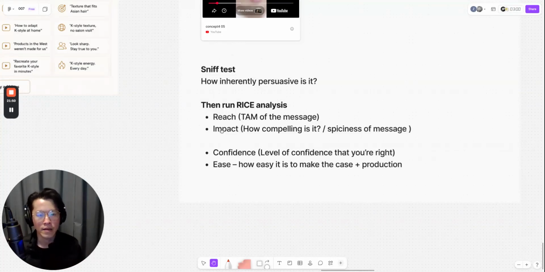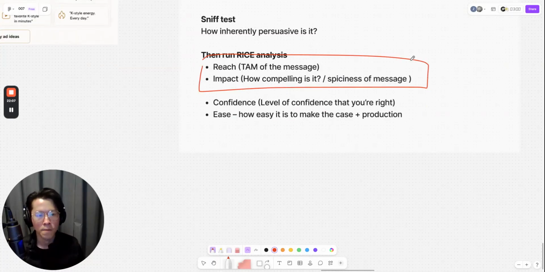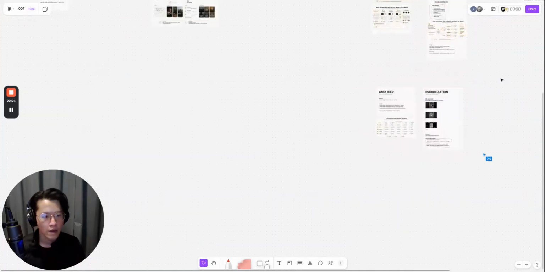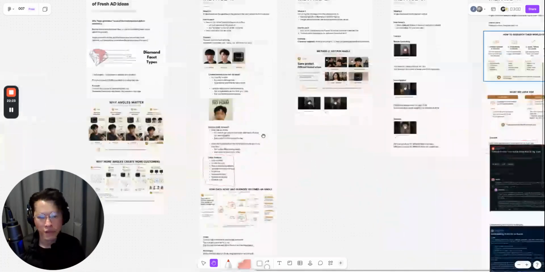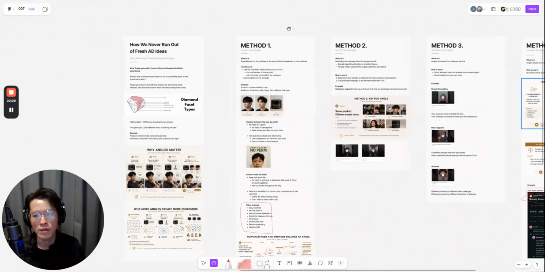And then in terms of impact, is how compelling is the message itself? Is it highly resonating? Is it something that has impact, or is it kind of like a meh topic? And the next thing is confidence level of these topics. If you're highly confident, then you can go ahead with it. If not, then you might want to put it on the back burner. And lastly is how easy is it for you to execute on it? All right, so this is a pretty simple way for you to prioritize. All right, and that is basically it. So if you use these different methods, you should be able to come up with unlimited angles.